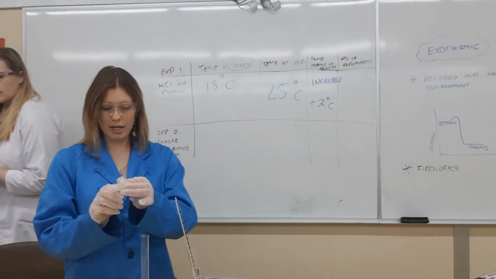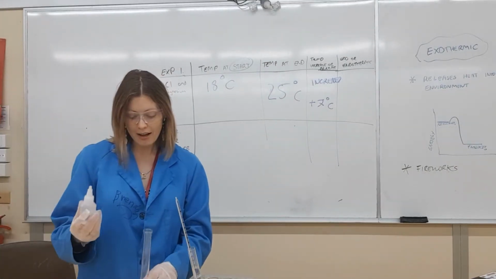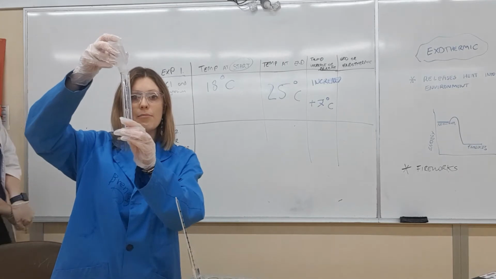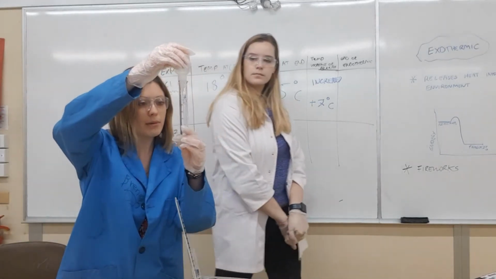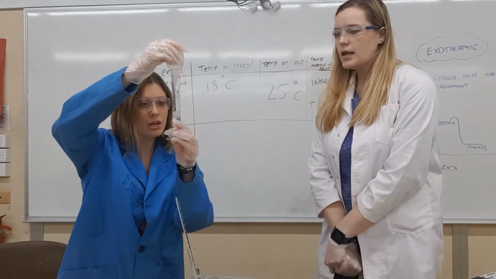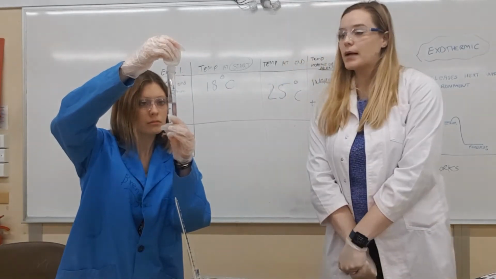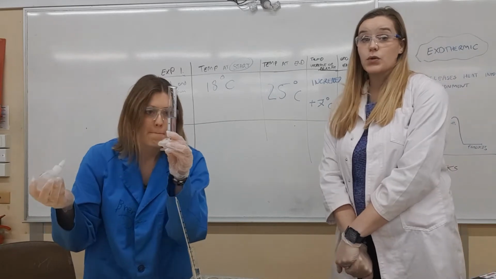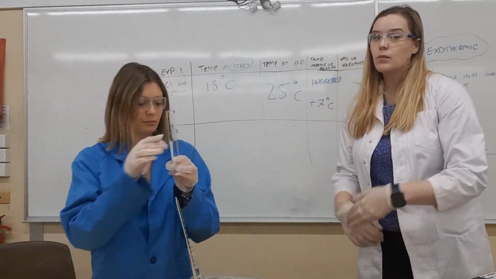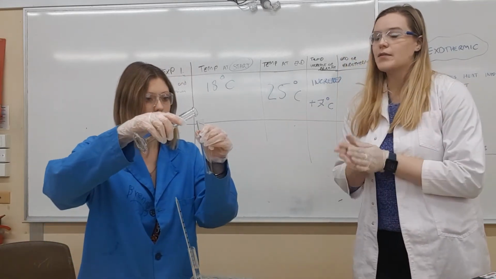Okay, so we are going to put 20 mils of vinegar into a test tube. So again, we get our measuring cylinder out and we measure 20 mils. Now, why do you guys think they are both 20 mils? So why are we using 20 mils of hydrochloric acid and also 20 mils of vinegar? What variable would that be covering? Have a think about it.